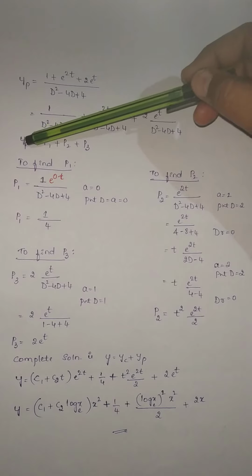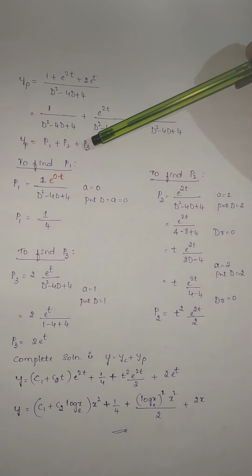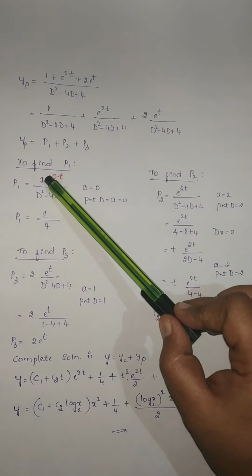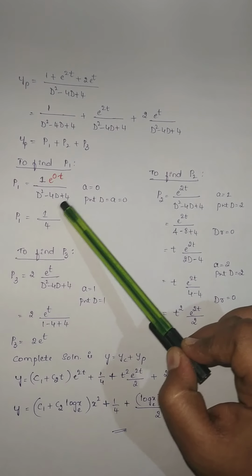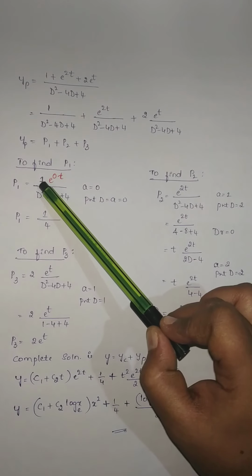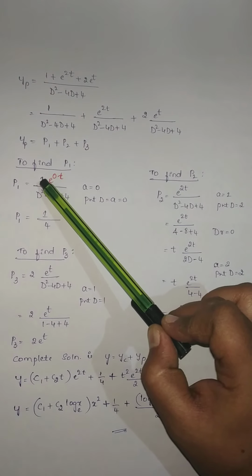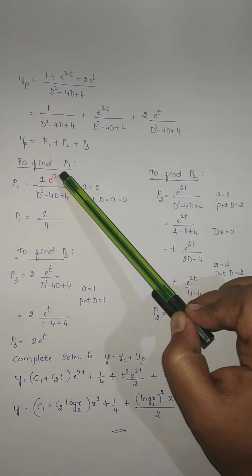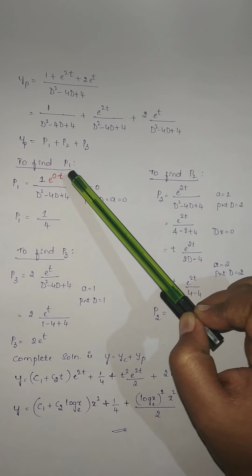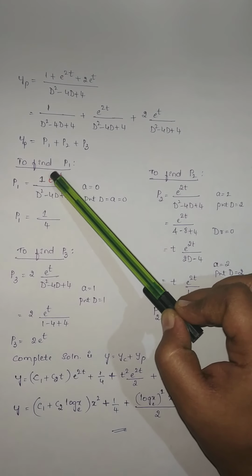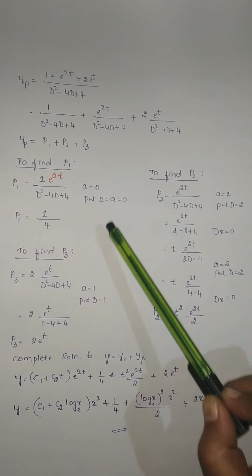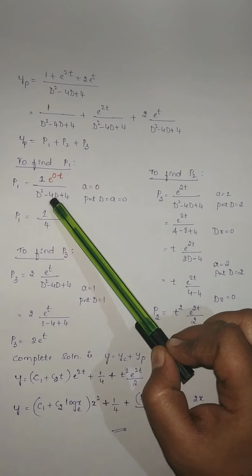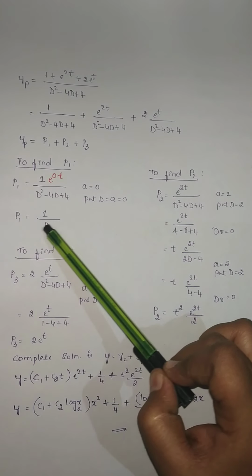To write the answer for yp, you need to find P1, P2, P3. P1 = 1 divided by (D² − 4D + 4). You already know in type 1, if you have any constant, you write it as constant into e^(0x). Here you need to take it as e^(0t). Comparing with the standard form, the value of a is 0, so put D = a = 0 in the denominator, and you will get 1/4. So the answer for P1 is 1/4.